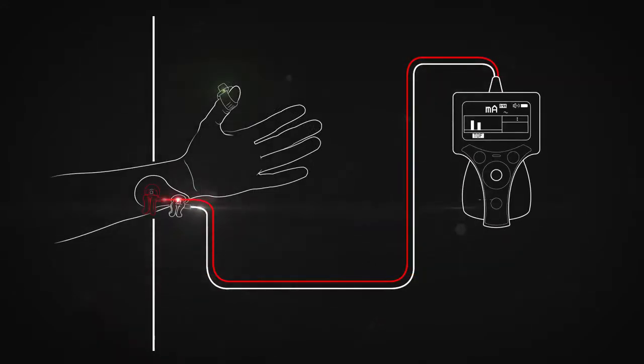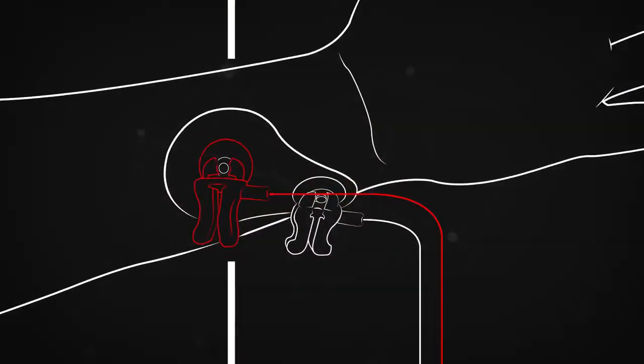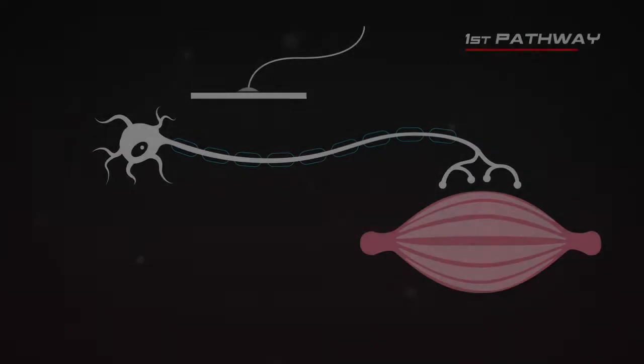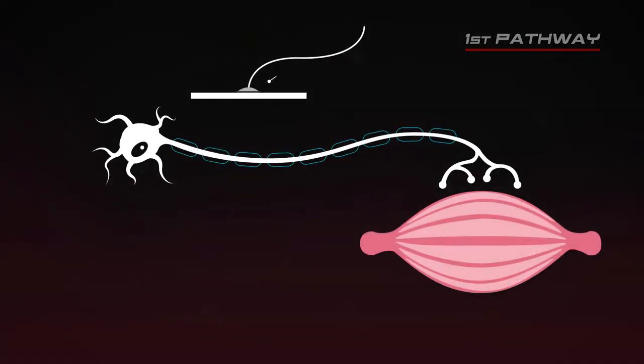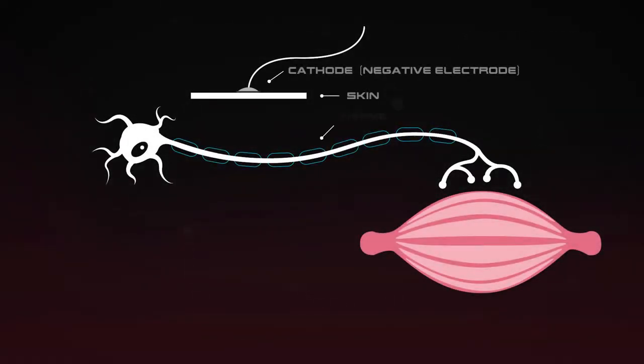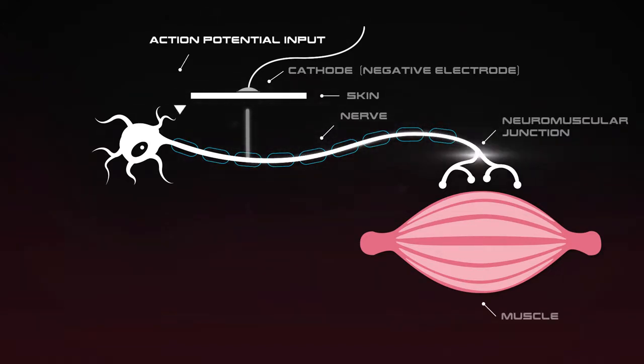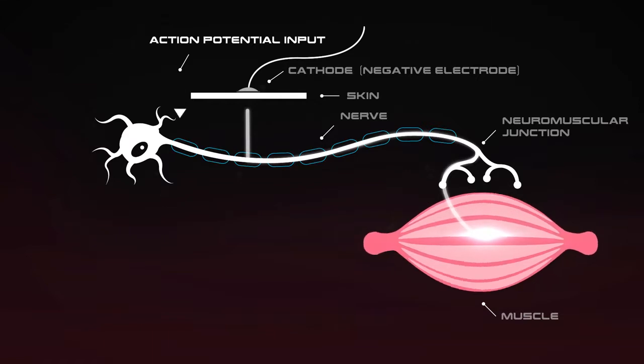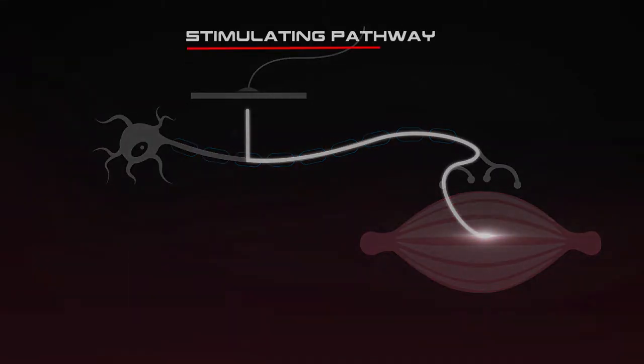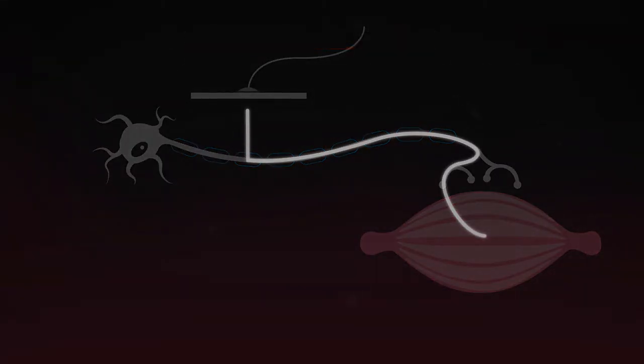In order to achieve a reliable result when doing objective neuromuscular monitoring, two primary pathways should be considered. The first pathway extends from the placement of the cathode or negative black electrode to where the intensity of the electric field creates an action potential, leading to a resulting muscle contraction. We will refer to this as the stimulating pathway.